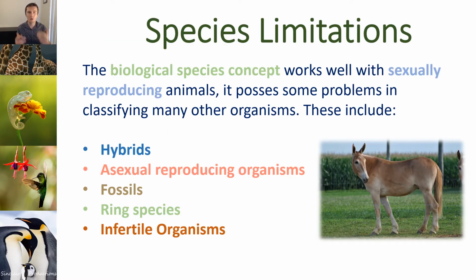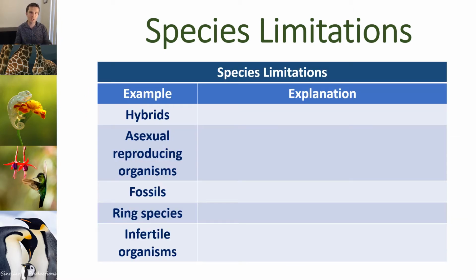So looking at this biological species concept, it works great for sexually reproducing organisms because this is the whole idea. Can this one and this one get it on and produce something viable? However, that doesn't help every organism because, as you know, not every organism is actually sexually reproducing, as we looked at previously when we looked at different types of reproduction. So it does pose many problems, and we're going to look at a couple of them, just so you can understand some of these limitations. We're going to look at hybrids, asexually reproducing organisms, fossils, ring species, and infertile organisms. All right, so get this table down. I think it's a great way to summarize all of it. You've got those main categories there, and an explanation of how it limits that classification for those organisms.